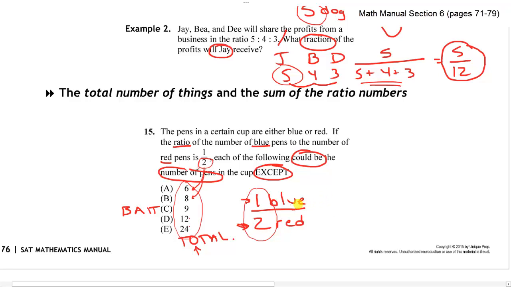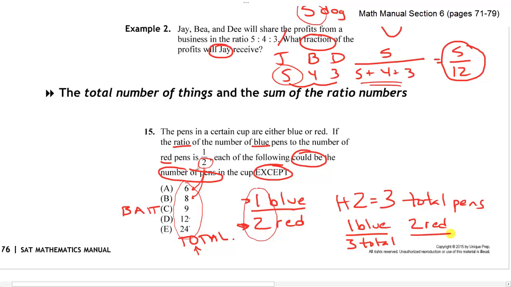We need to say, all right, well, if there's 1 blue and 2 red, that means ratio numbers wise, there are 3 total pens. So, for instance, our fractional part of pens that are blue would be 1 out of 3 total. The fractional part that are red would be 2 red out of 3 total. So what we see is that our actual total needs to be a multiple of that 3.